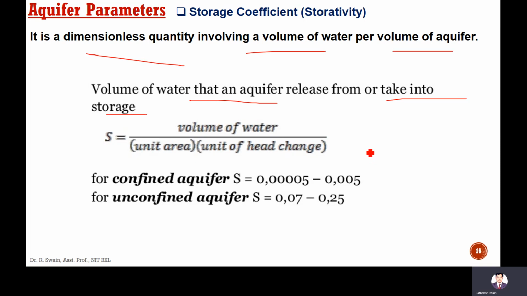Now come to confined and unconfined aquifers. For a confined aquifer it is different, and for an unconfined aquifer it is different. For a confined aquifer the drawdown is very high, which means you will get less water per unit change of head, so the storativity is less. For a confined aquifer, the storativity varies from 0.00005 to 0.005. For unconfined, the storage coefficient is very high, from 0.07 to 0.25.